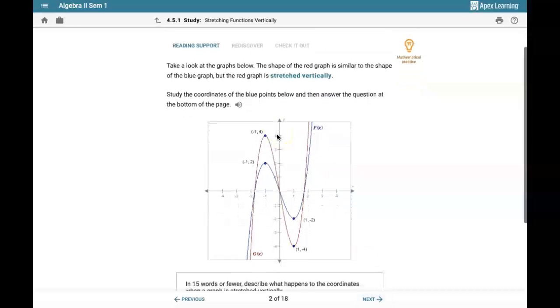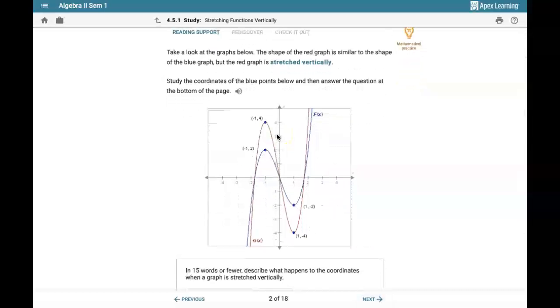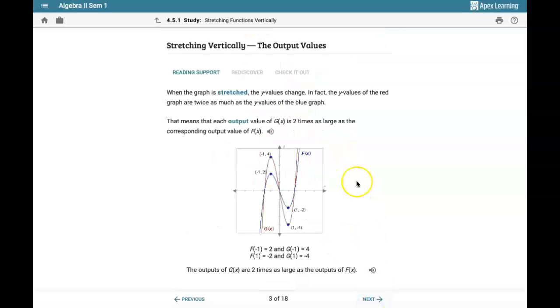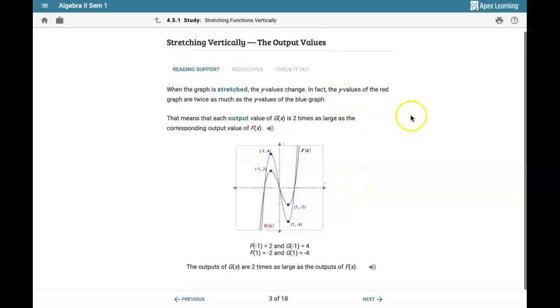Okay, so if we look at this graph here, the red graph is stretched vertically, vertically being up and down. If you look at the difference, they're at the same x value, but what's changing is those y values. Looking at the coordinates, the y value is twice as much as the original. So we know that the outputs of our new equation, the red g of x, are 2 times as large as the outputs of our original f of x.